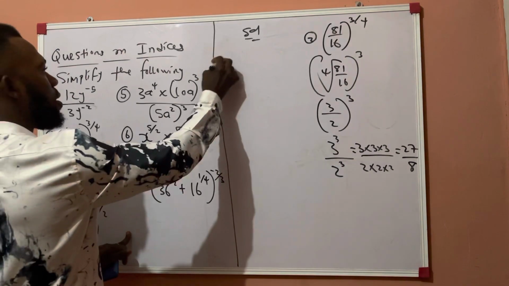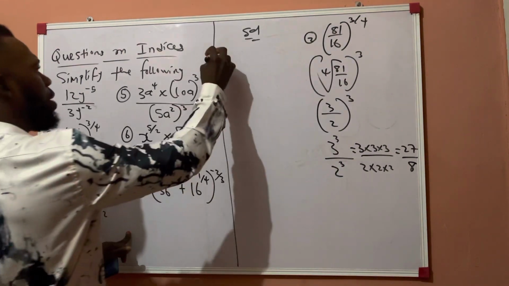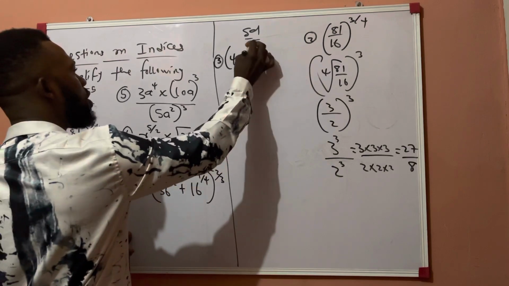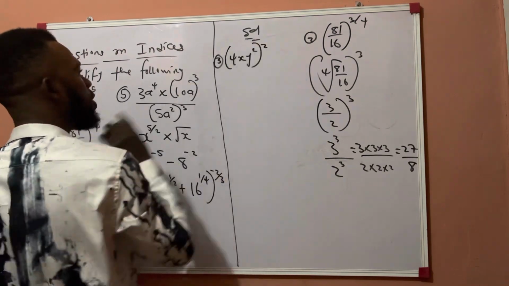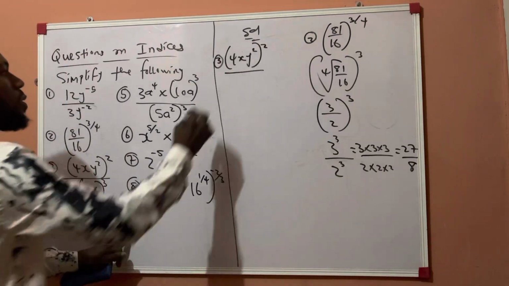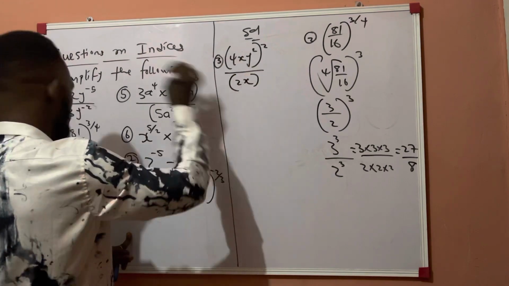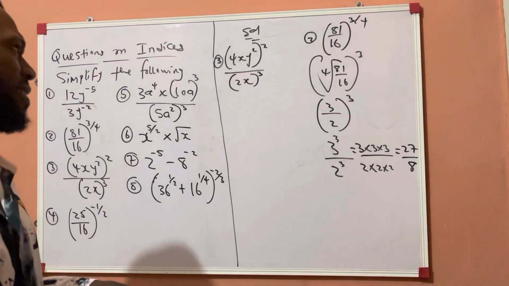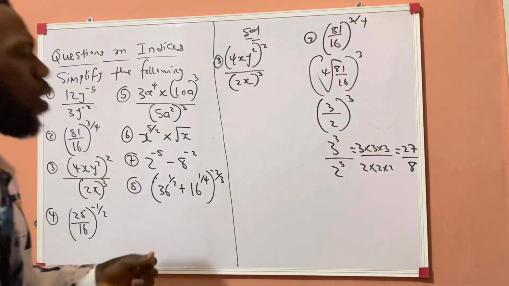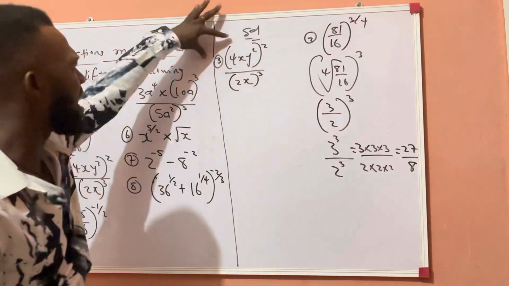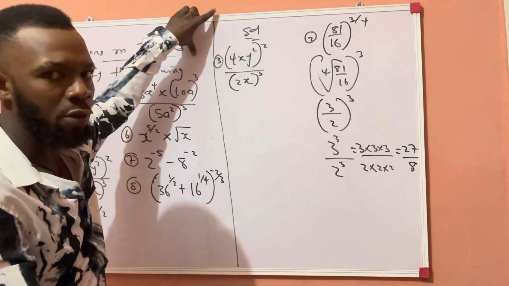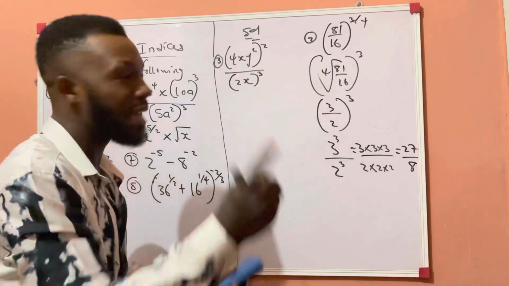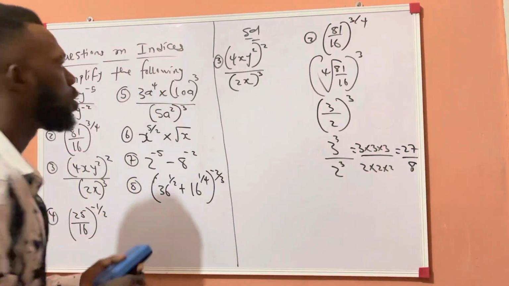Question number 3. Now, question number 3 says 4xy raised to the power of 2, all raised to the power of 2, over 2x all raised to the power of 3. Now, how can we solve a problem like this? Now, you notice that we also treated the law in our last class that I called the product power law, when the powers inside are being multiplied by the power outside. Now, you will notice something.